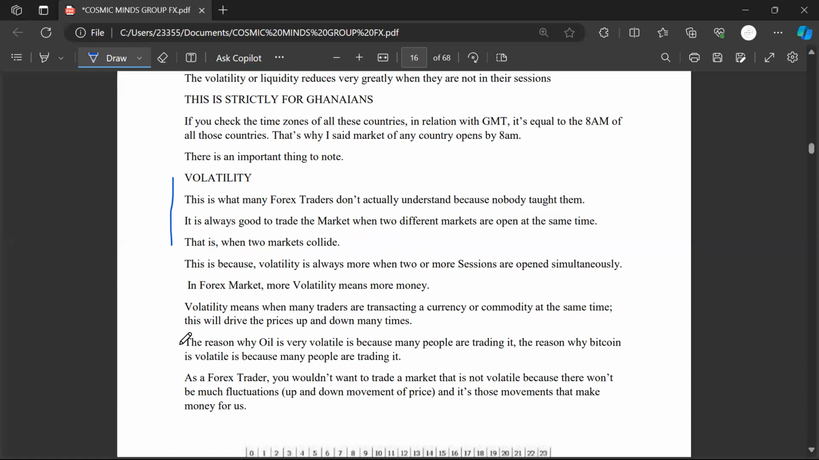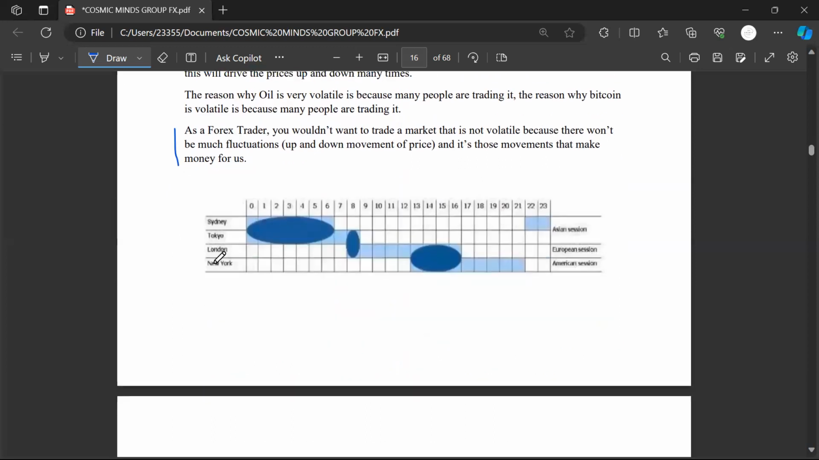As a forex trader, you wouldn't want to trade a market that is not volatile because there won't be much fluctuation. Fluctuation means the up and down movement of the price, changes in pricing, right? And it's those movements that make money for us. It's simple as that. So it gives just a graphical representation, like I said.